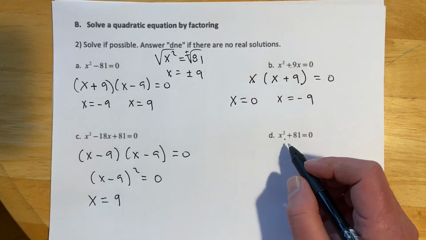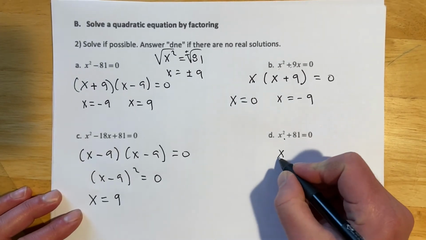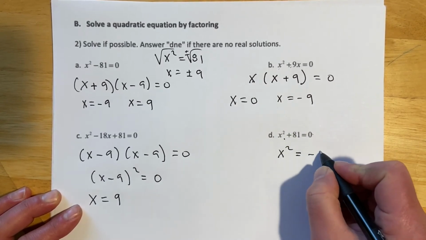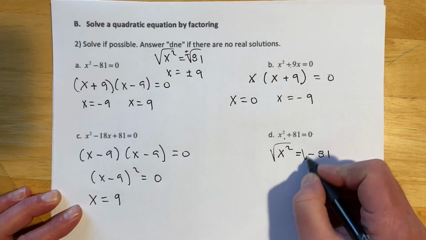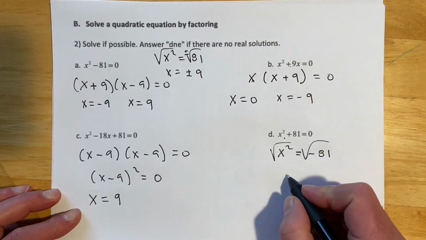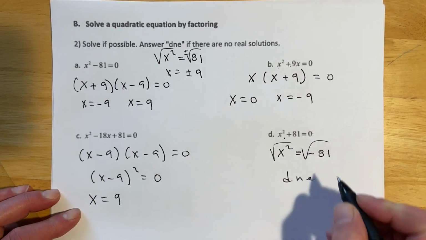And so the reason this doesn't have zeros is because if I try to solve it, x squared equals, bringing that 81 over, negative 81, you can see when I do the root, I'm getting the root of a negative, so that has no real solutions. So that is a D and E.